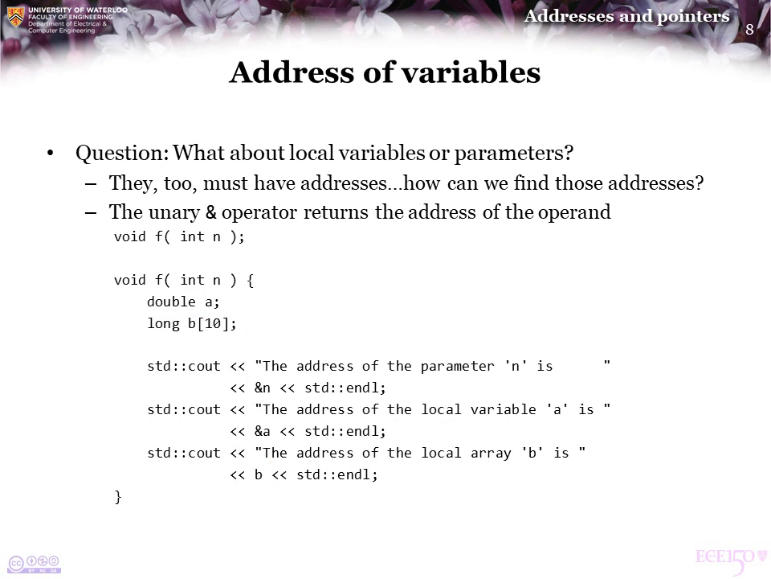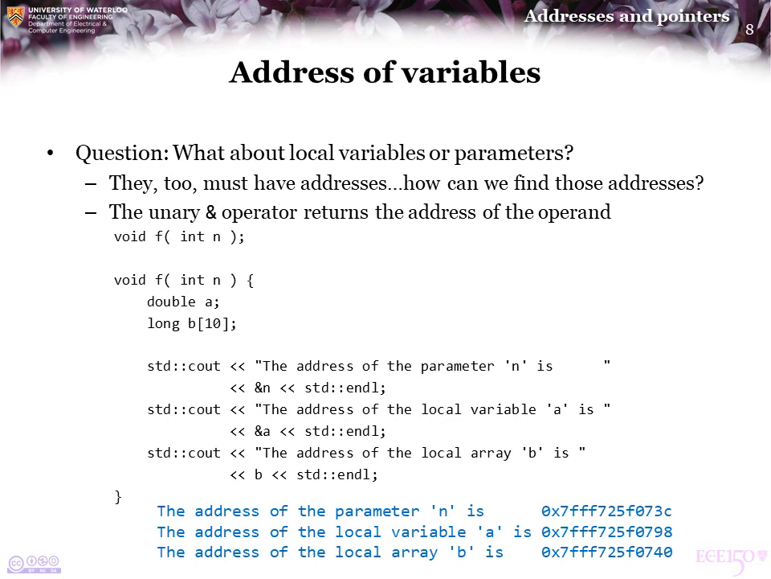Alright, so if we were to execute this function, the output may look something like this. So the parameter n is stored at that particular address, the local variable A is stored somewhere else, and the local array is stored at yet another location.